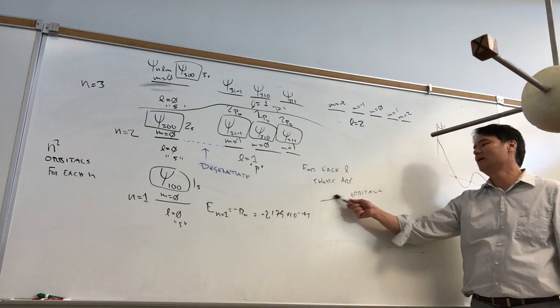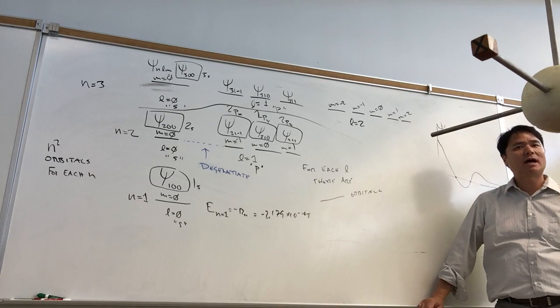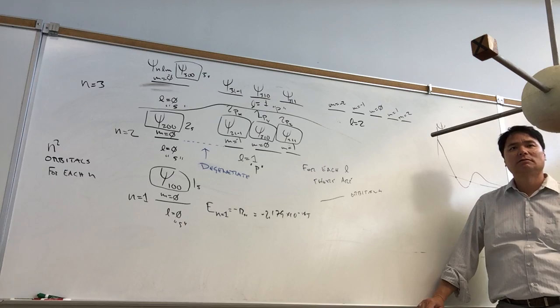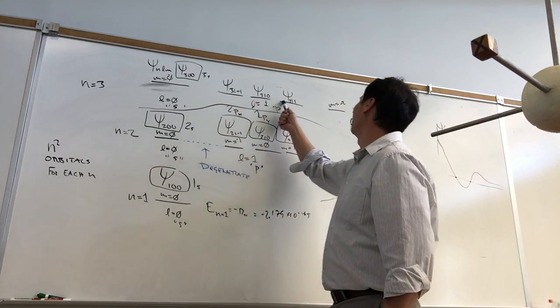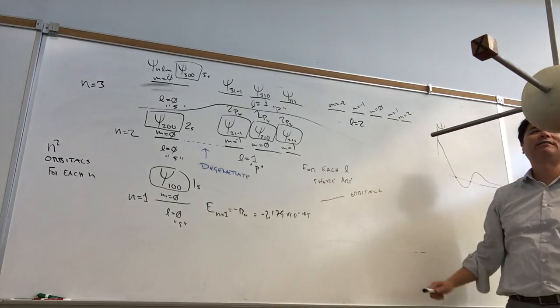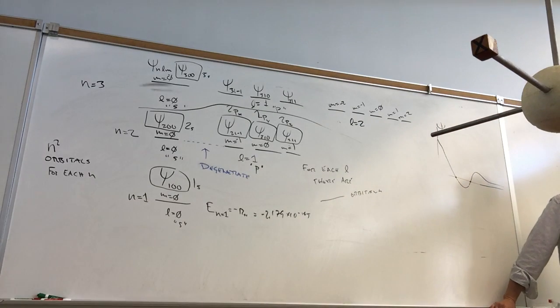Or we could use some kind of mathematical equation. Do you see a pattern now? When L equals 0, there's 1. When L equals 1, there's 3. When L equals 2, there's 5. What's the math? Give me an equation that represents this pattern.